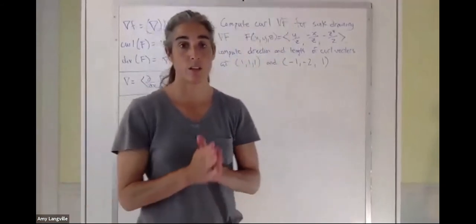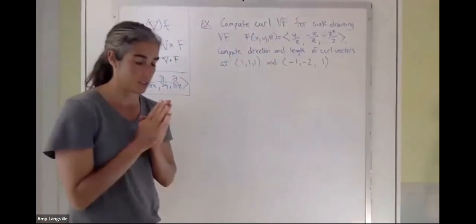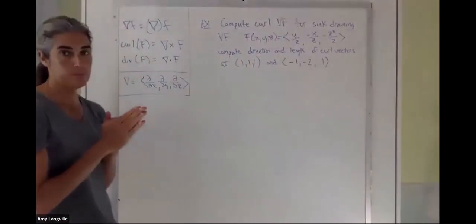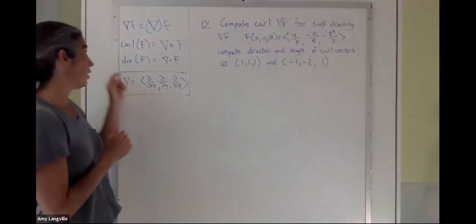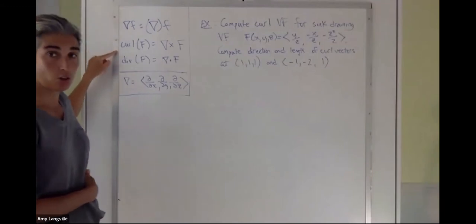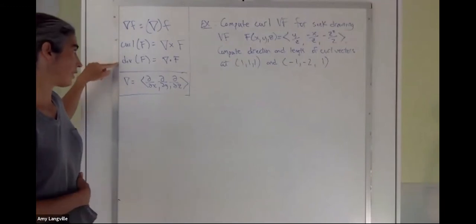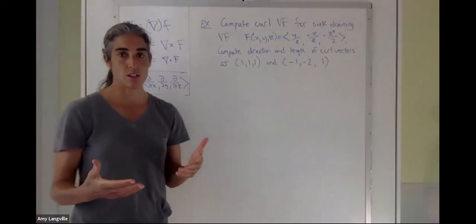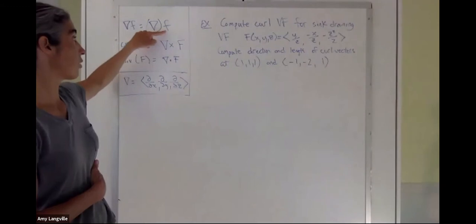Okay, class, we're going to cover the operator. We're going to learn something called the del operator. And we're going to talk about how to use that del operator to do something we've already done, which is gradients, curl. That'll be this video, and next video, divergence. And so these are operations, in this case, on a scalar field.